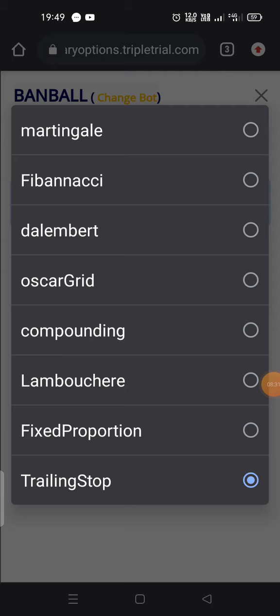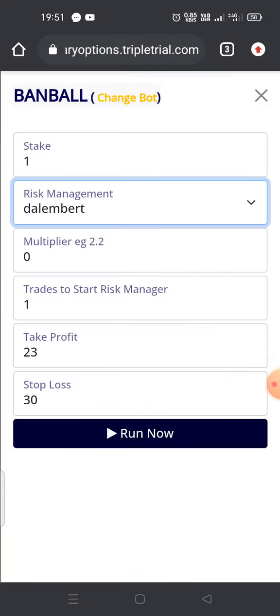We also have this one called Dalembert. Okay, so with Dalembert, let's use this as our example. We have a stake of 1. Every time we win, we maintain. Okay, let's start with the losing. If you lose, we increase the stake by the initial stake. So for example, in this case, our initial stake is 1.